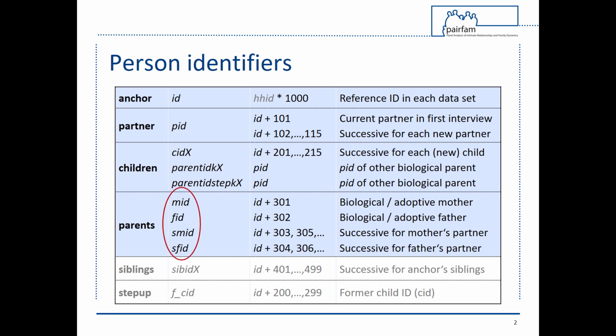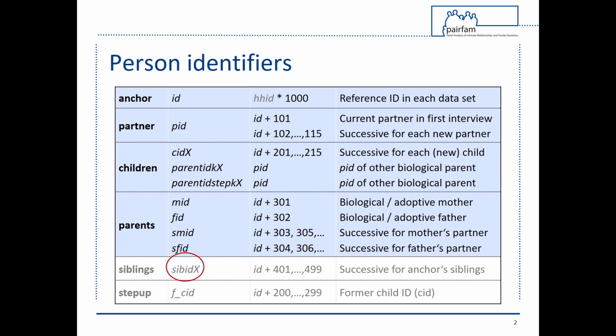For the anchor's parents, MID identifies the anchor respondent's mother, ID plus 301. FID the father, ID plus 302. SMID for a stepmother, ID plus 303. And SFID for a stepfather, ID plus 304. If a new stepmother or stepfather was introduced, the next odd or even number was assigned. The parent data include up to 3 parents per anchor respondent.